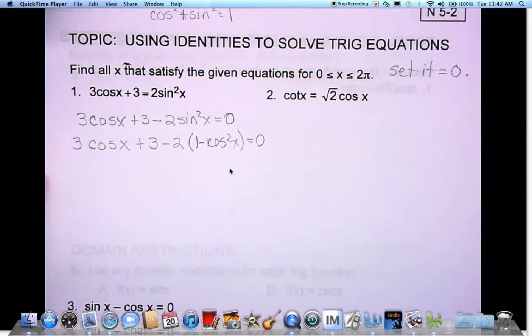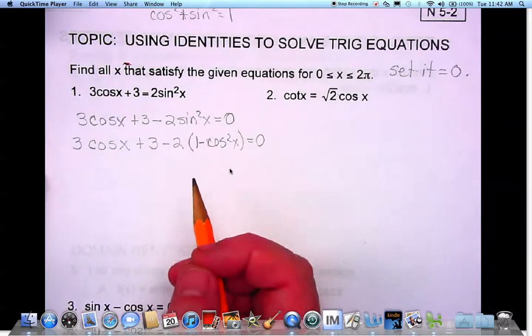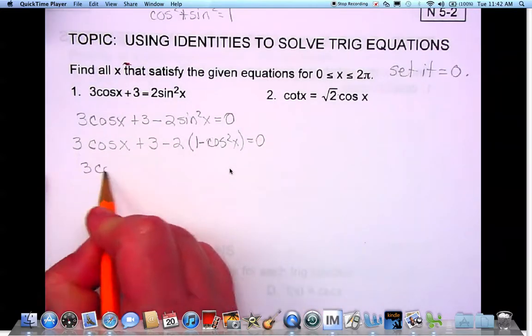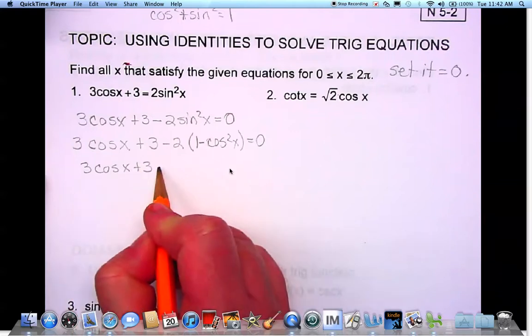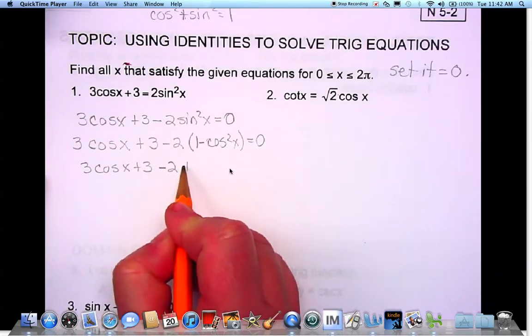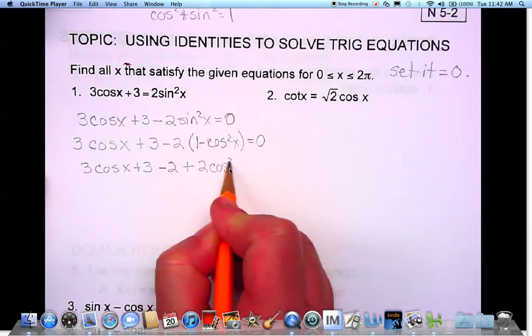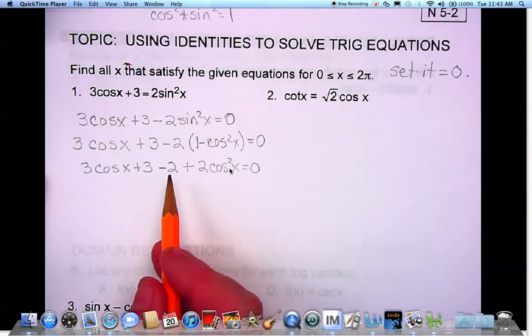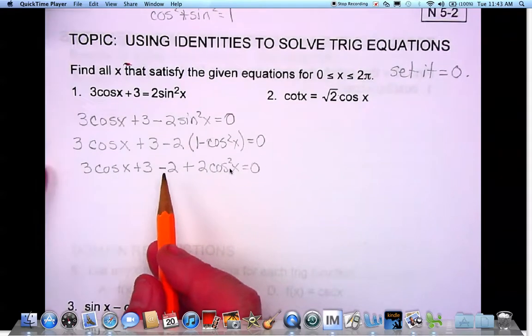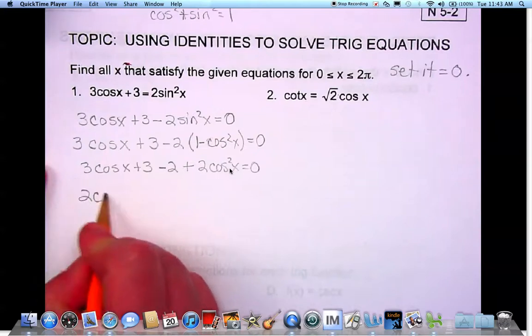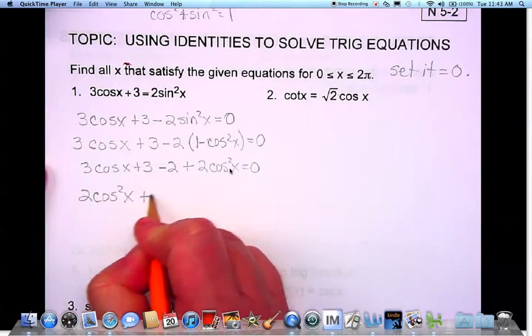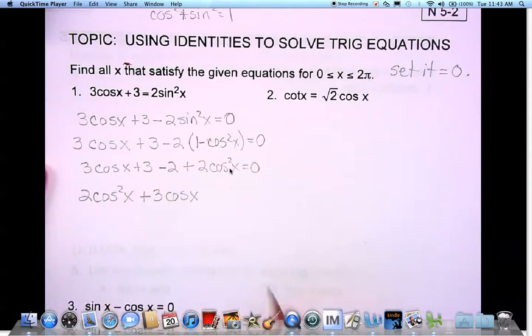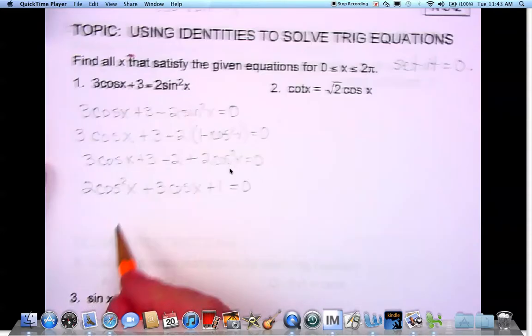Now everything's in cosine. Let's get it all simplified as much as we can. Distribute that 2 out. So we have 3 cosine x plus 3 minus 2 plus 2 cosine squared x. Then we can combine the 3 and the negative 2, right? What would that be? 1. And then let's put it in an order where we can factor it. Put your squared part first: 2 cosine squared x plus 3 cosine x plus 1. Is everybody okay up to this point?